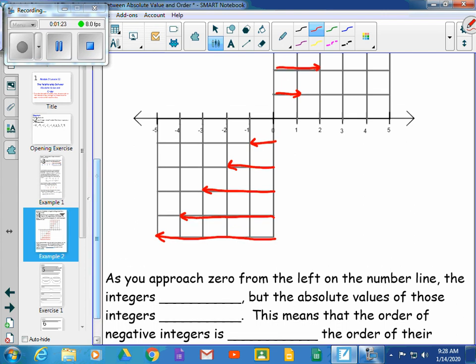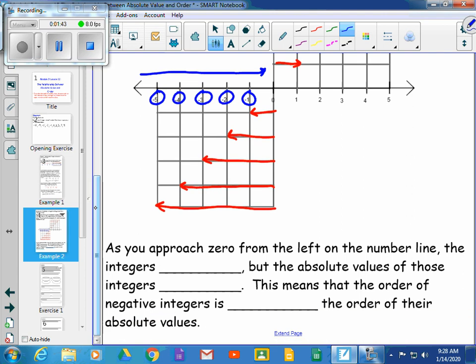So if we look at just the number line, as we approach 0, so if we go towards 0 on the number line from the left, notice that the integers themselves, the -5, the -4, the -3, the -2, and the -1, notice that they go up, they increase, they get larger. As we go from left to right on a number line, the integers get larger.